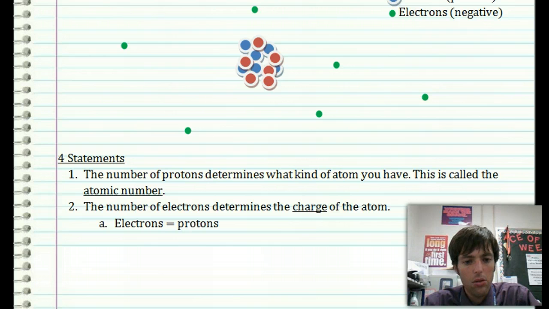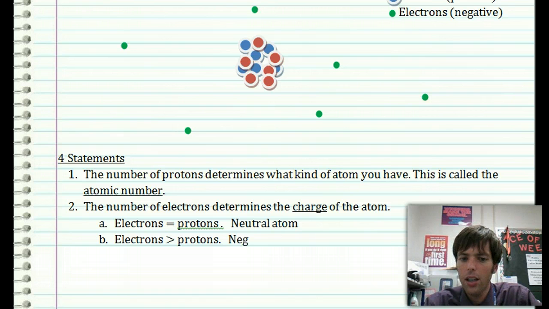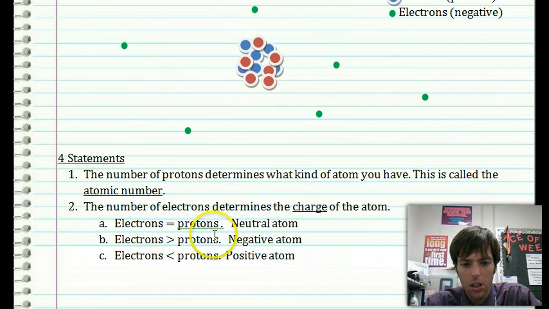Electrons equal protons. This would be a neutral atom. If electrons are greater than protons, that's right, negative atom. And if electrons are less than the protons, that's right, it is a positive atom.